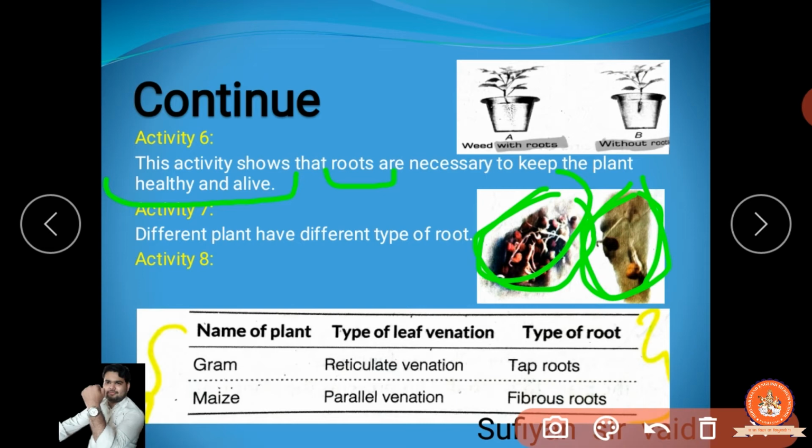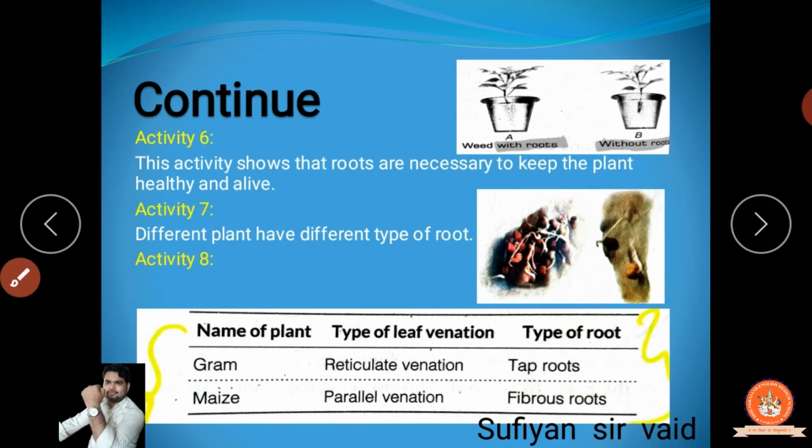So this happens to the maize. Clear? So maize has fibrous root and gram has a taproot. This activity shows that different plants have different types of roots.